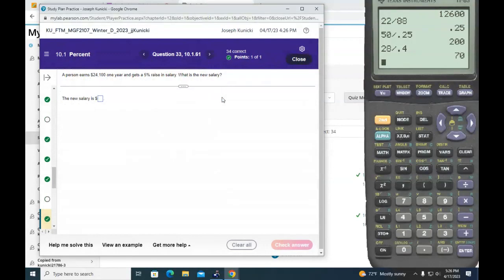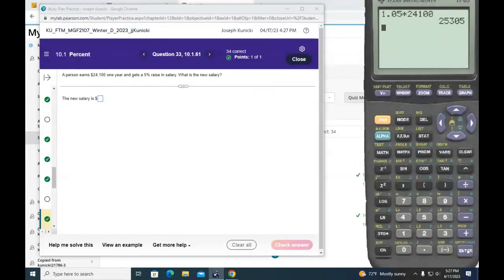And then they're going to give you some. I think these are straightforward. A person earns 24,100 this year and gets a 5% salary increase. So the easiest way to do this is just to do 1.05. The 1 represents 100%, which is this year, and plus 0.05 is the increase. So you can do it with one calculation rather than taking 5% of the previous and adding it, right?